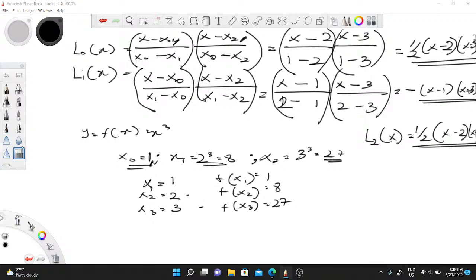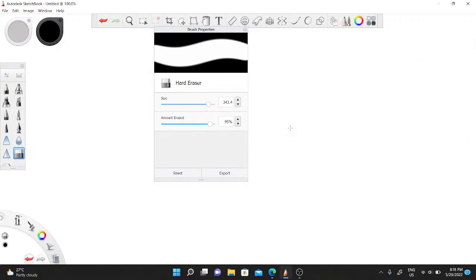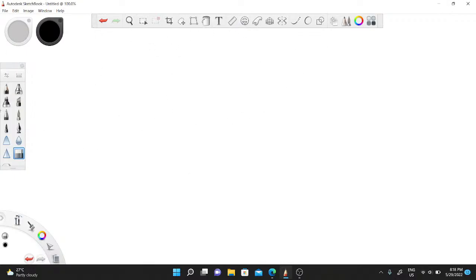So now we have the three individual Lagrangian coefficients. Perfect. Right, so we go on with the quadratic polynomial. Okay, so your Lagrangian polynomial is given to us, right?